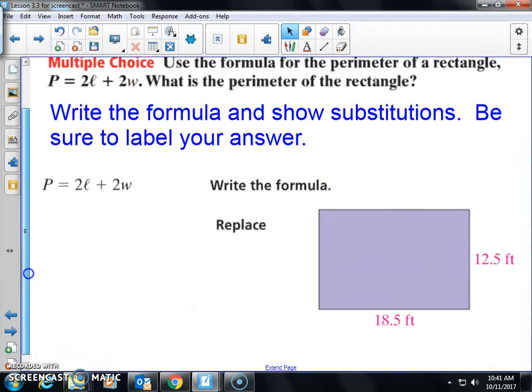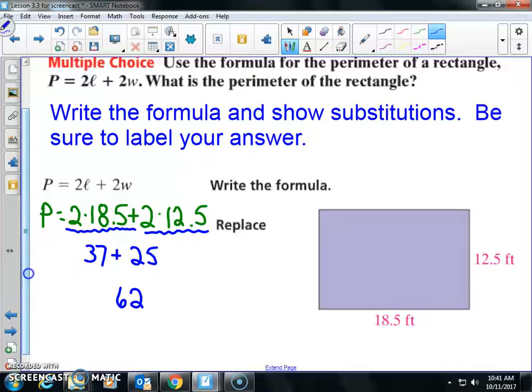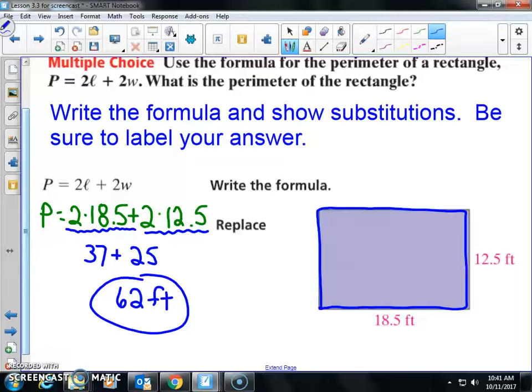In a rectangle, it doesn't matter what you consider the length and what you consider the width. So if I needed to find the perimeter of this rectangle, one option would be to use the formula. The perimeter is 2 times the length, I'm going to call 18.5 the length, plus 2 times the width, and I'll call 12 and a half the width. I know that 2 times 18.5 is 37, and I know 2 times 12 and a half is 25. If I add those together, I get 62. So the perimeter would be 62 feet. If you walked all the way around the outside of this rectangle, you would walk 62 feet.